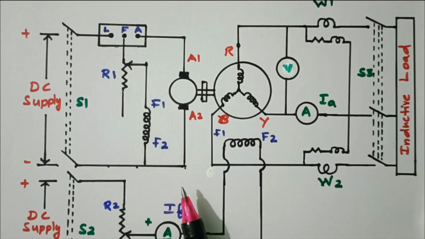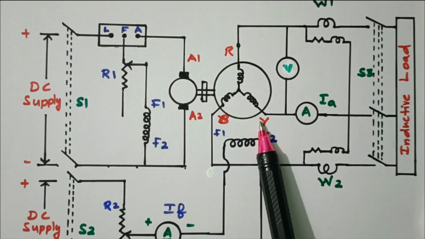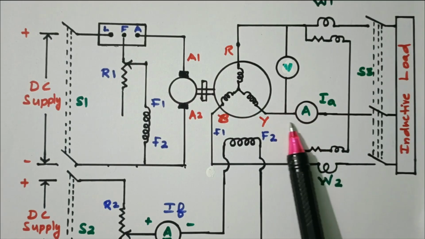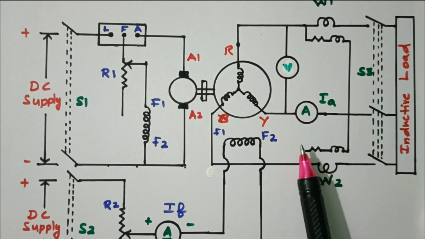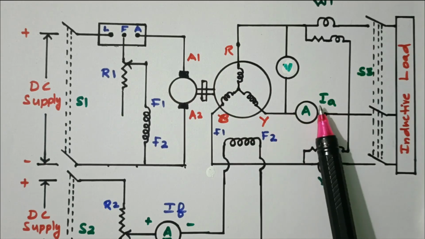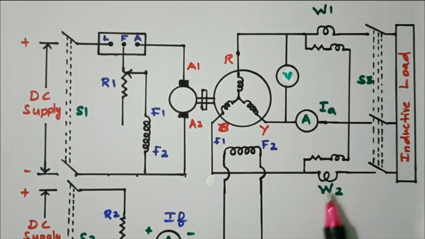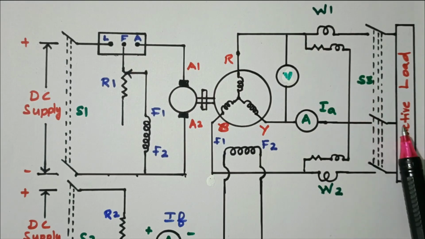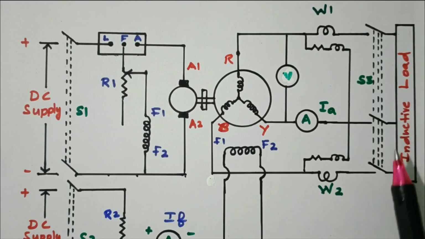This alternator is connected with a voltmeter and an ammeter. The ammeter is connected in series, so we can measure the armature current, and the voltmeter is connected to measure the voltage. Wattmeters W1 and W2 are also connected. Because this is the zero power factor method, the zero power factor is verified with the wattmeter. Here a triple pole switch called S3 is there, and an inductive load is connected. In order to check the ZPF, we are connecting an inductive load.